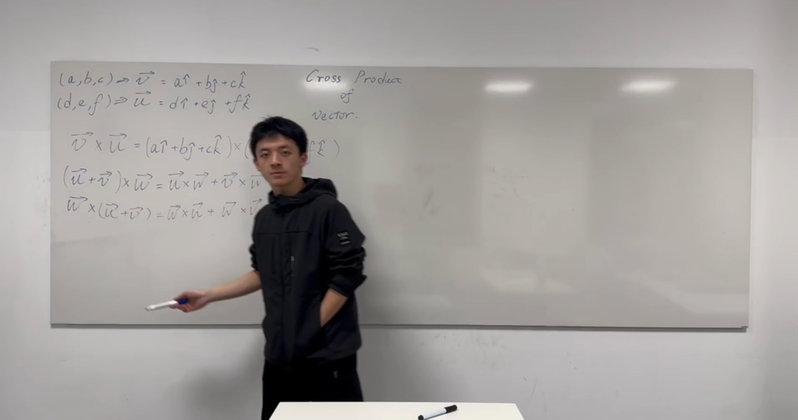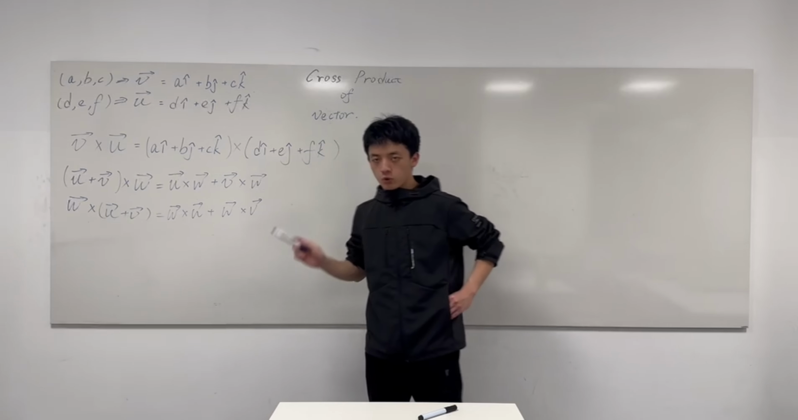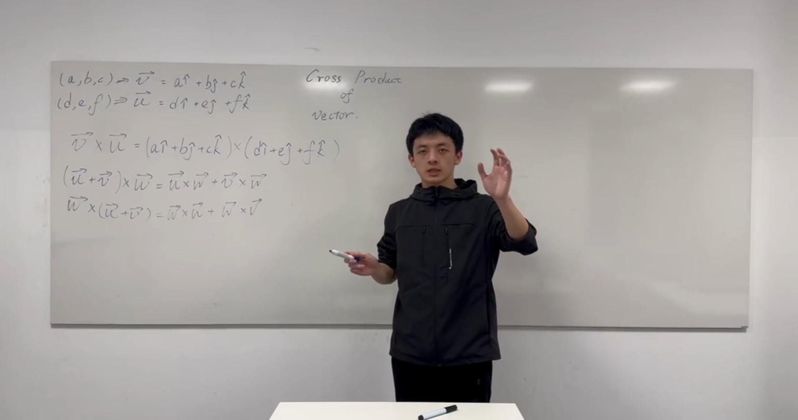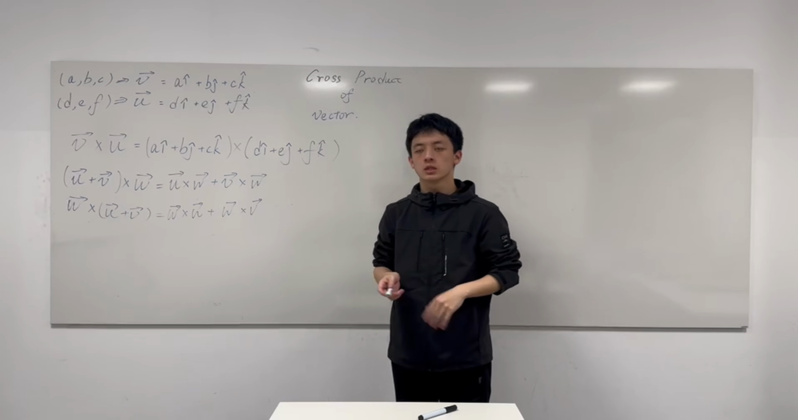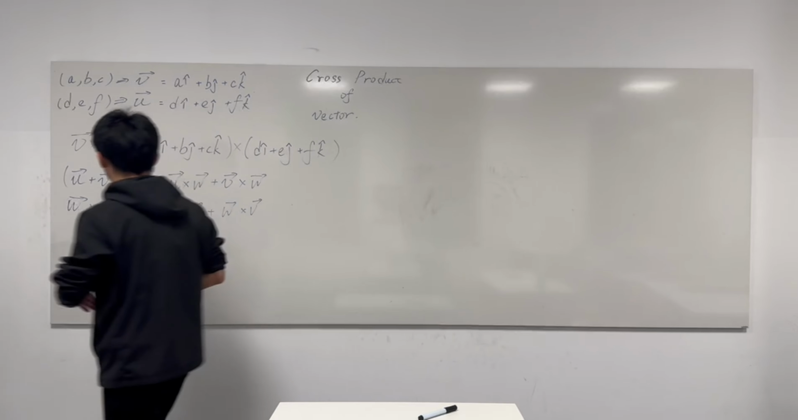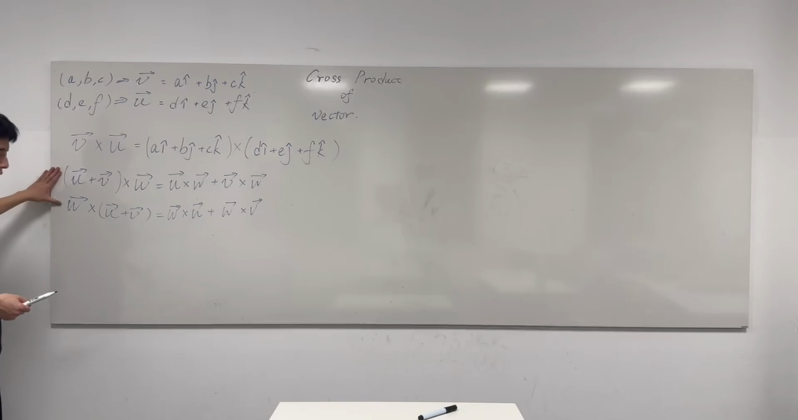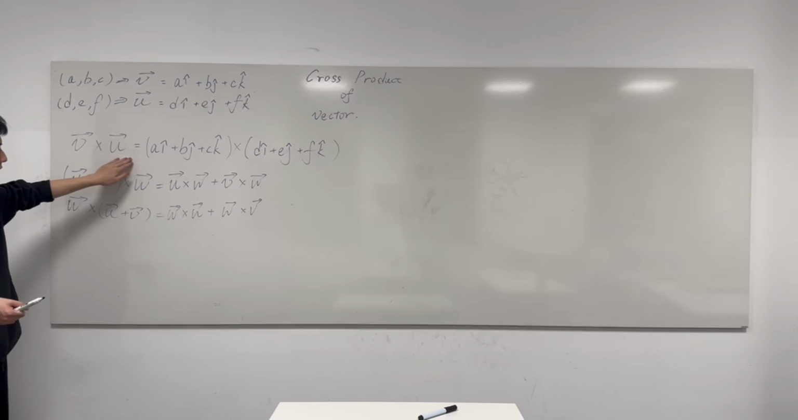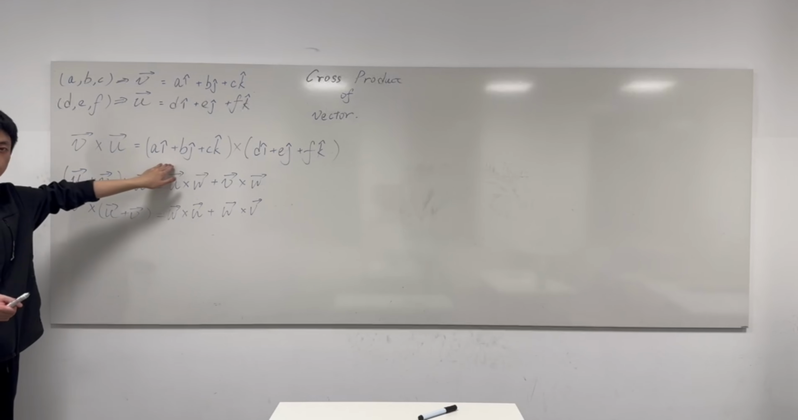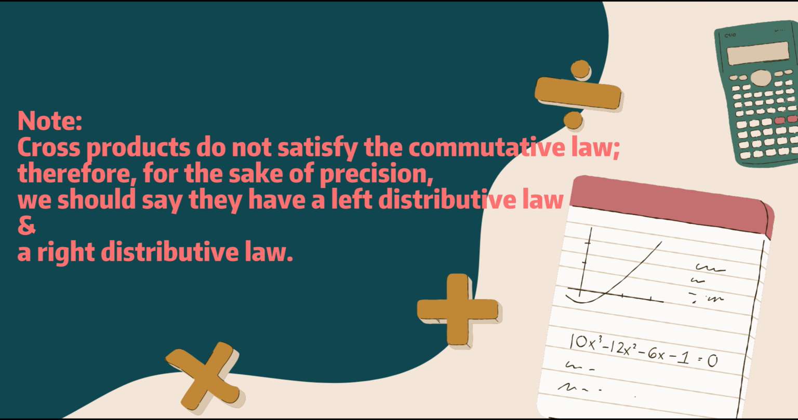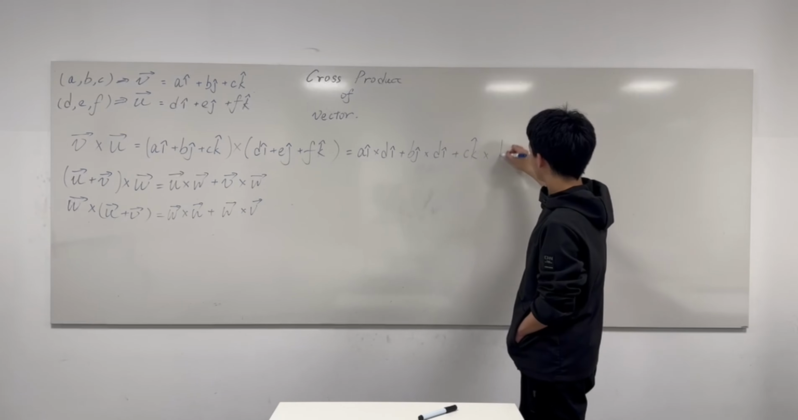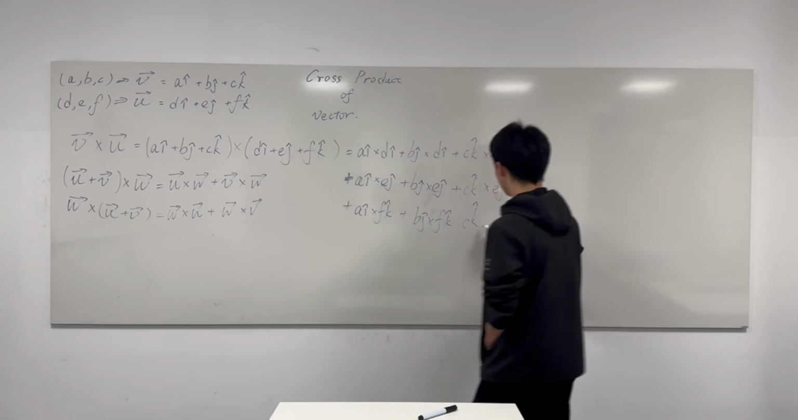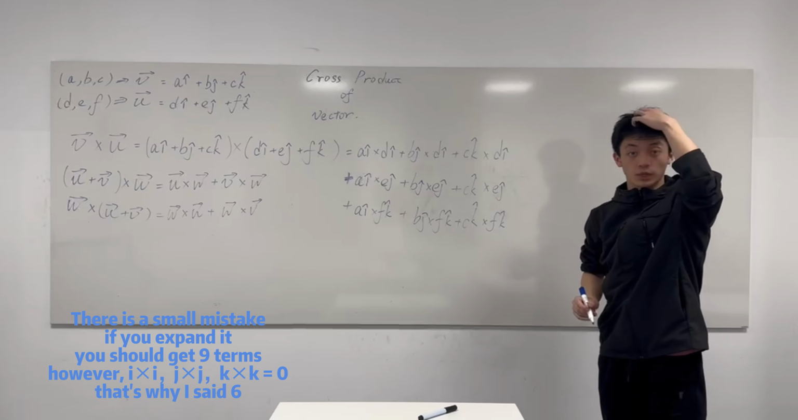Why I have to write it two times, guys, is because for the cross product, normally A cross product B does not equal B cross product A. But the rule works for both sides. Therefore, you can use this rule to simplify. After we expand it, we'll get 6 terms, right guys?